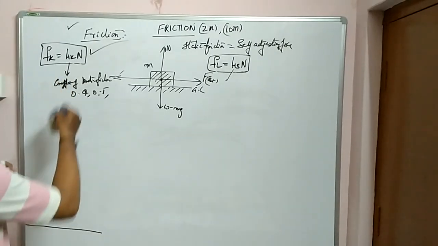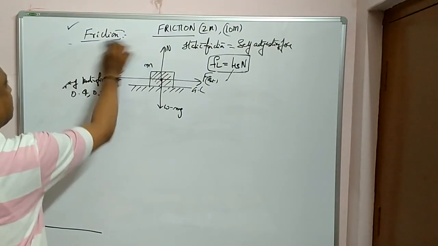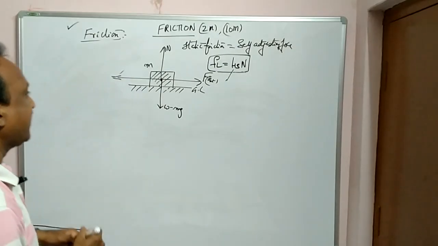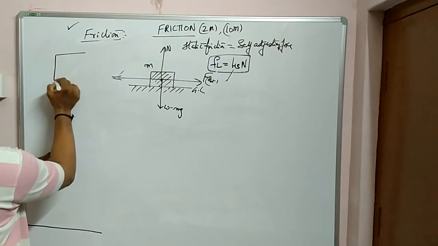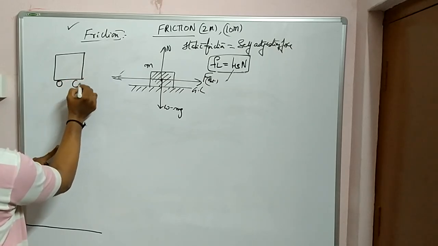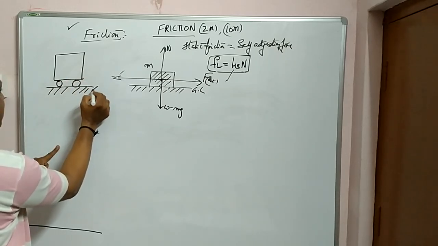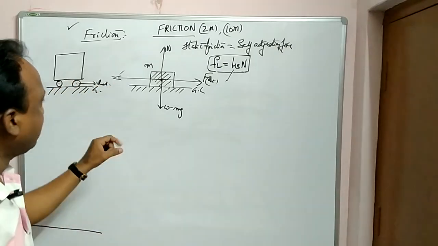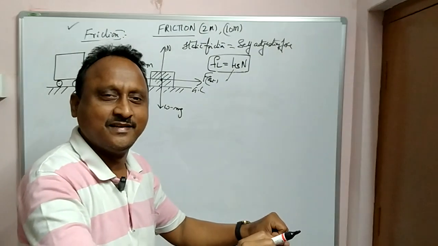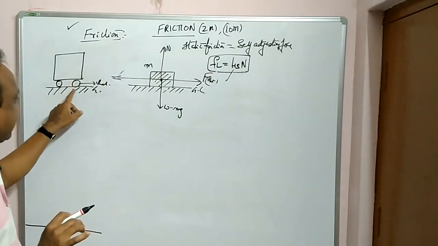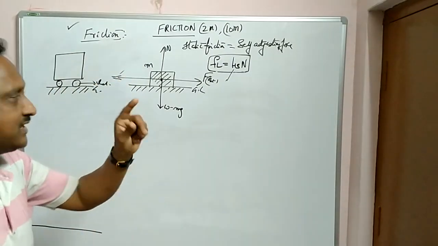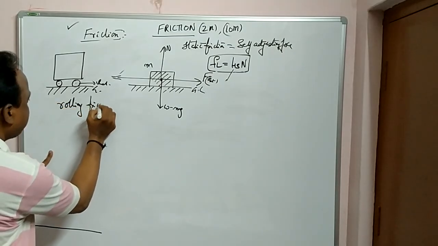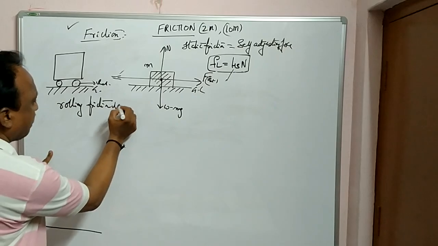Last one, rolling frictional force. Now see when rolling friction comes. We all know the invention of wheels. See, the ground surface, these are wheels. When scientists invented wheels, you can easily push the body, you can roll the body. In such cases the friction between the two surfaces is called rolling frictional force.